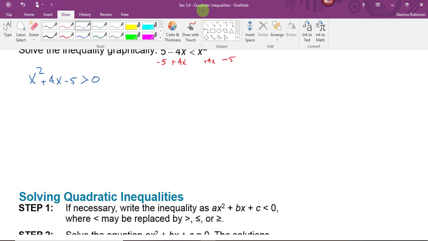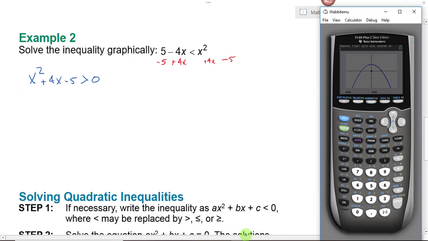Since we're solving this graphically, I'm going to go ahead and graph this quadratic expression, and that's going to give me x squared plus 4x minus 5, and then I'm going to hit graph. Anytime you hit zoom 6, it'll give you a standard window, so this is good enough. We'll take this as our answer for our graph.